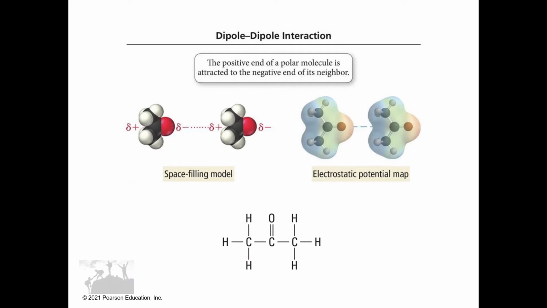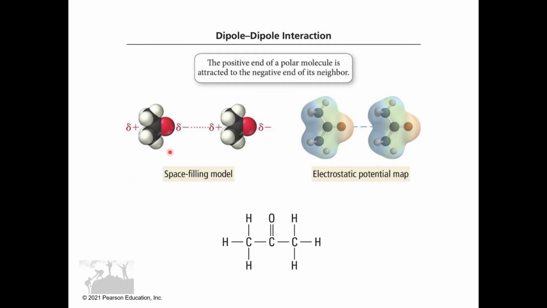Here we have three different depictions of acetone. You can see that there are some nonpolar areas, but with this oxygen here, it makes the molecule polar. So this end right here, like how we see in the space-filling model, the end with the oxygen is going to be negative. The side with the hydrogens, that would be the positive portion.